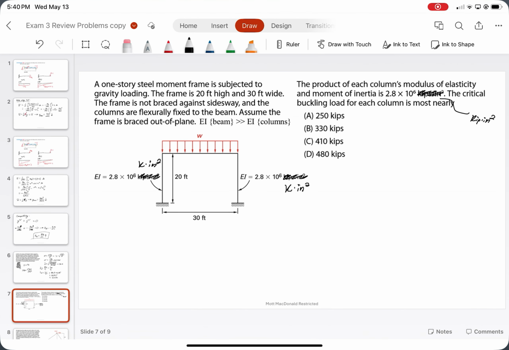Now, I will give you guys a hint. You will need to know the K factor for this problem. So I would highly encourage you to look back at the notes or the lecture slides in order to figure out the K factor for it. And think about how the structure would deform. How would it buckle?